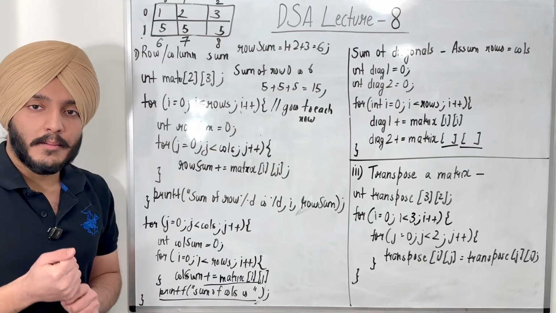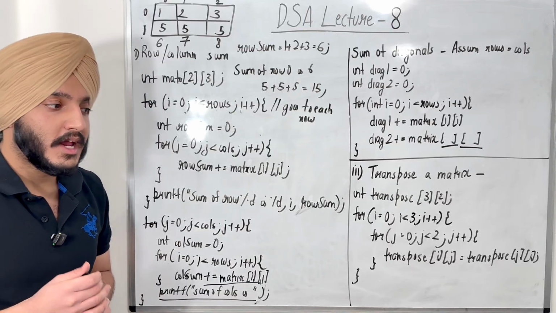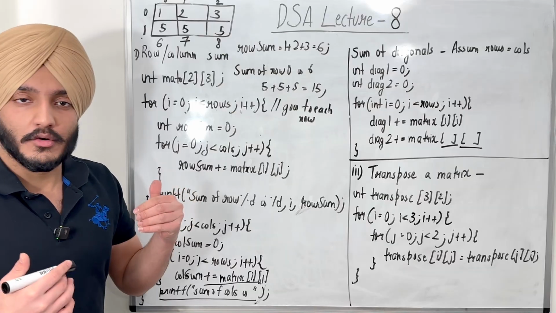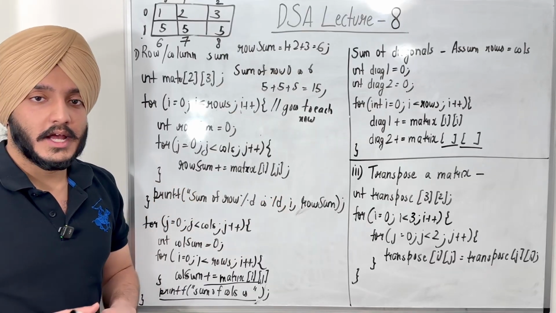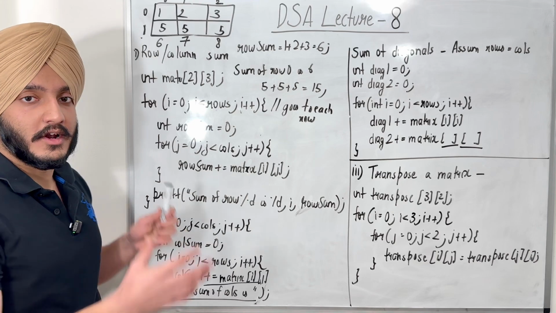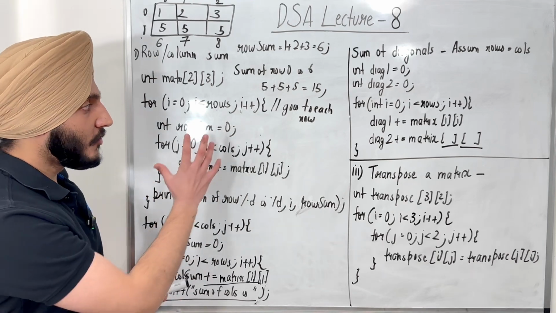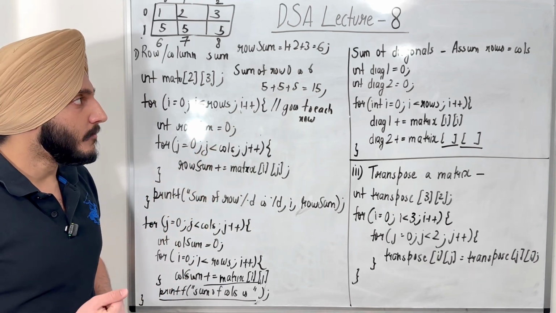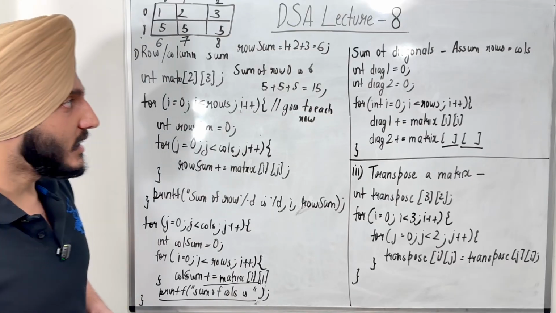The basic applications could be, let's say somebody asks you to store elements in row-wise order, and then you're asked to print it or store it in a different place. This is how you would exactly do it, right? Okay. Now let's try to understand the sum of diagonals.